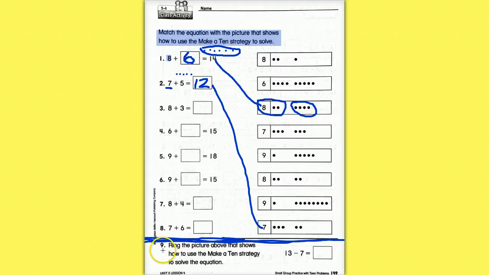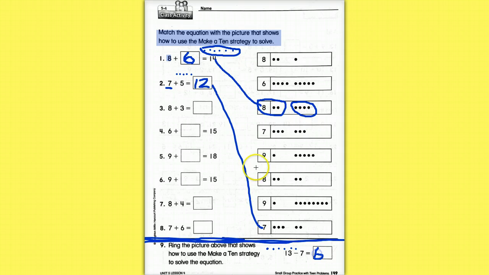Okay, so now you should be ready for number 9 if you paused the video. Number 9 says, ring the picture above that shows how to use a make a 10 strategy to solve the equation. So if I'm looking at 13 minus 7, which one of these up here shows me that? So remember when we do subtraction, we take the small number and count on. So 7, 8, 9, 10, 11, 12, 13. So the answer is 1, 2, 3, 4, 5, 6.